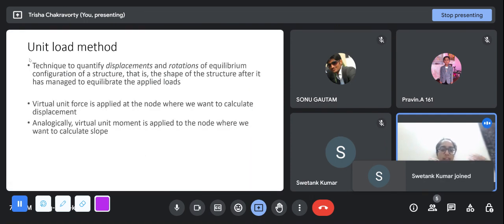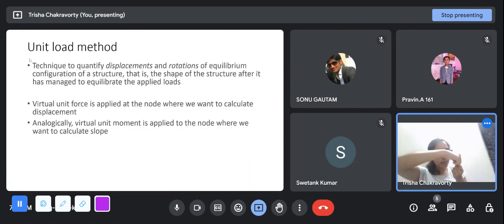So, similarly, if you have a node and you want to calculate its displacement in the vertical direction along the y-axis, then you will apply a unit force of 1 newton or 1 kilonewton along that direction. And the analogy is, suppose you want to calculate the slope, then you have to apply a virtual unit moment like 1 kilonewton meter.